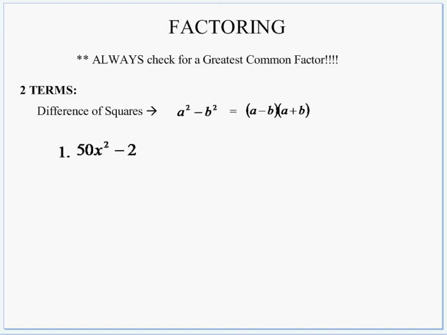Today we're going to factor 2 terms, 3 terms, and 4 terms. When it comes to factoring, the first step for all of them is always going to be checking for the GCF, your greatest common factor. So for our first section, we have our 2 terms.